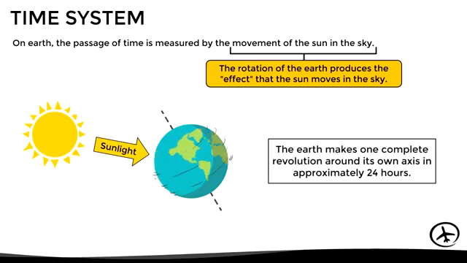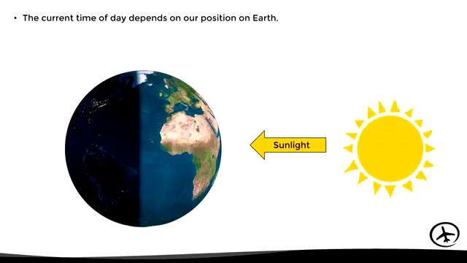With this in mind, the Earth makes one complete revolution around its own axis in approximately 24 hours, and that period of time is what is considered a day. Now, the current time of day depends on our position on Earth. As we can see in this example, the sun always shines on one side of the Earth, while the other side remains in darkness. In this case, we can see the line that divides both sides, which is the sunrise.